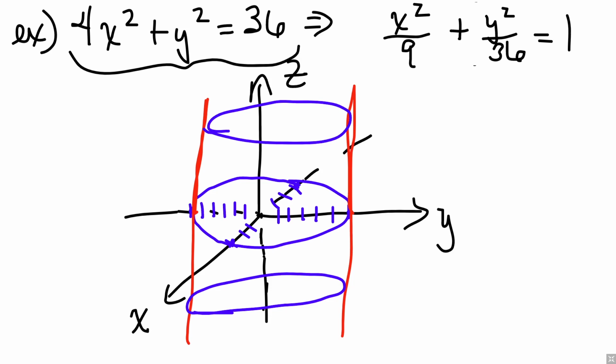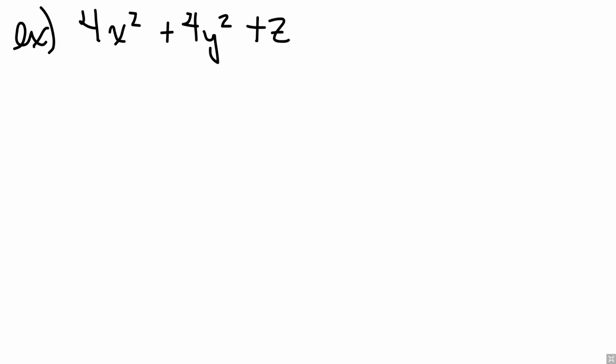Okay. Let's look at the next example. So for the next example, we have that 4x squared plus 4y squared plus z squared is equal to 16. If I take a look at this, in this case, it's got all 3 variables in there. So one variable is not going to be infinite.